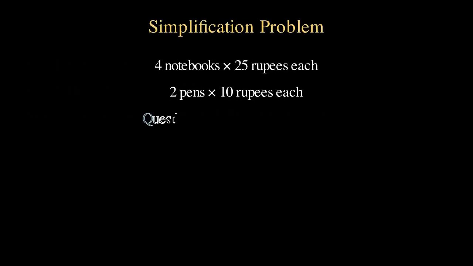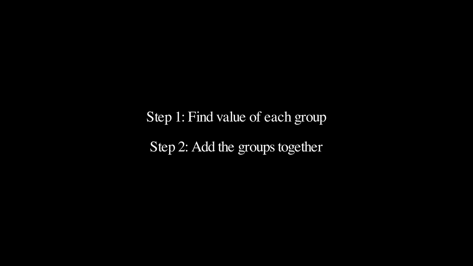Here is the problem. A shopkeeper sells 4 notebooks at 25 rupees each and separately sells 2 pens at 10 rupees each. What is the total amount he collects? Whenever we see 2 separate groups being multiplied, we first work out the value of each group on its own before combining them by addition.